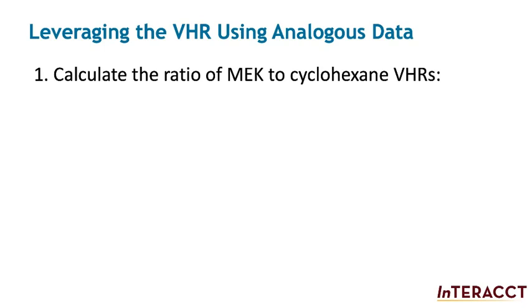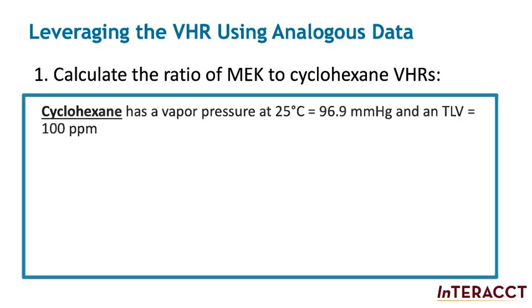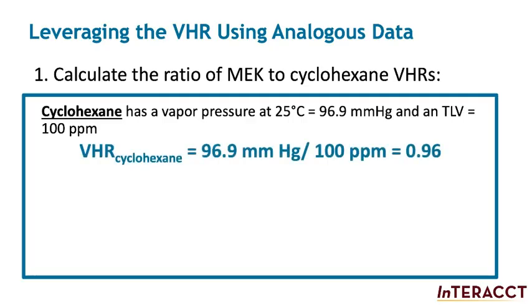First, we estimate the ratio of the VHRs for MEK to cyclohexane by calculating the VHR for each chemical and then calculating the ratio of the two VHRs. Cyclohexane has a vapor pressure at 25 degrees C of 96.9 millimeters of mercury and a TLV equal to 100 parts per million. Therefore, the vapor hazard ratio for cyclohexane is equal to 96.9 millimeters of mercury divided by 100 parts per million, which equals 0.96.